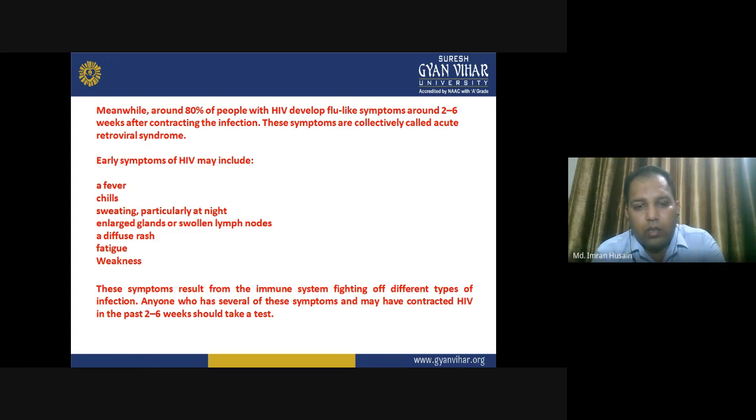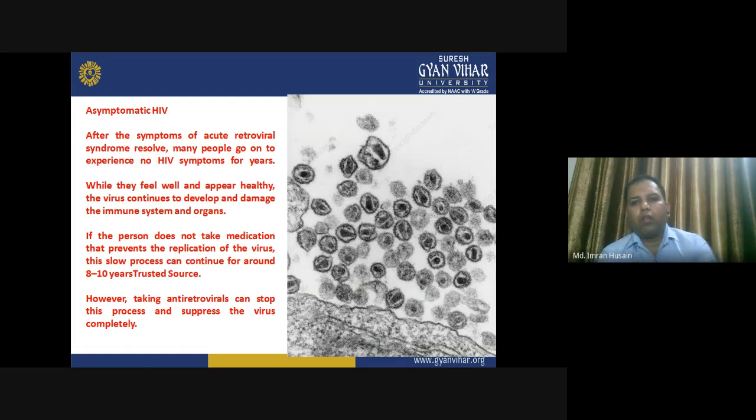Anyone who has several of these symptoms and may have contracted HIV in the past 2 to 6 weeks should take a test. So one must always be aware of the current status of HIV in their blood profile. Asymptomatic HIV. This is an electron microscope image of HIV, like the blood vessel.